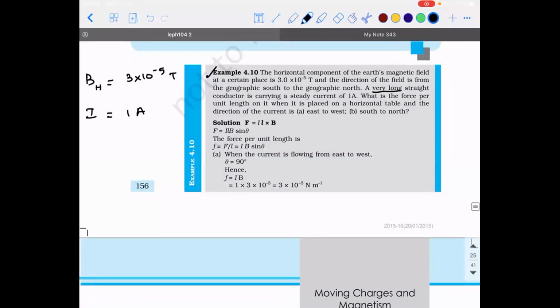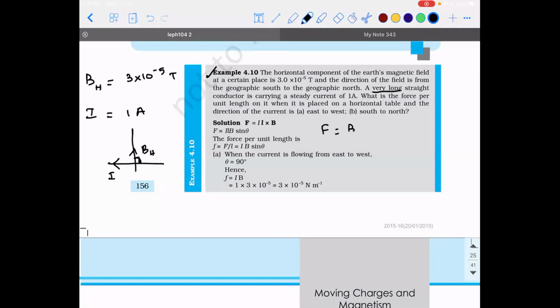What is the force per unit length on it when it is placed on a horizontal table and the direction of the current is east to west? And the second case, it is south to north. So the magnetic field is in this direction and the current is in this direction. So the angle between them is 90. So what is going to be the force, guys?